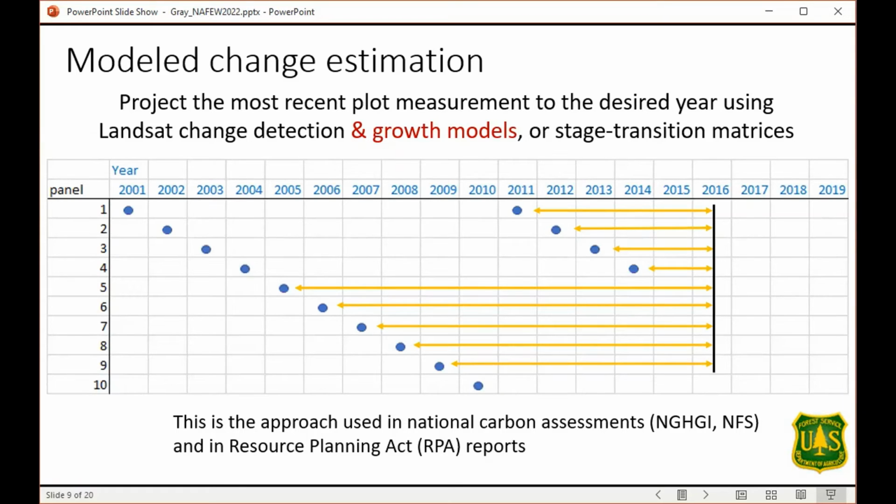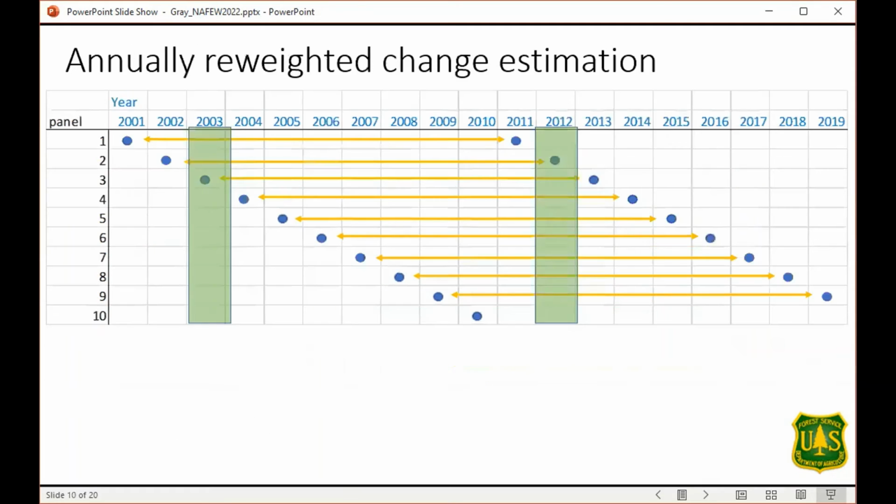Or you could use stage transition matrices, which assume that the transitions that were measured in previous years go forward. This is an approach that's used in our National Carbon Assessments and Resource Planning Act reports. But another way that uses very little projection and modeling is to look at a particular year. Say 2012 was a big fire year, and look at the plots where we have remeasurement that spans those different years and say what was happening in that year and for those plots.